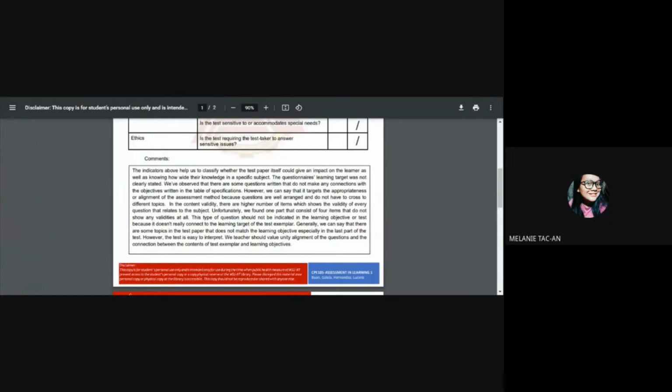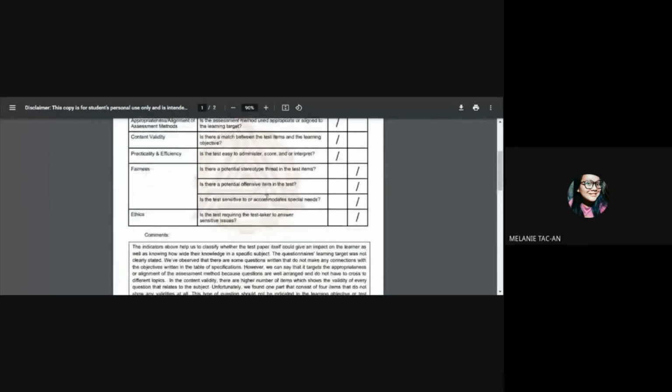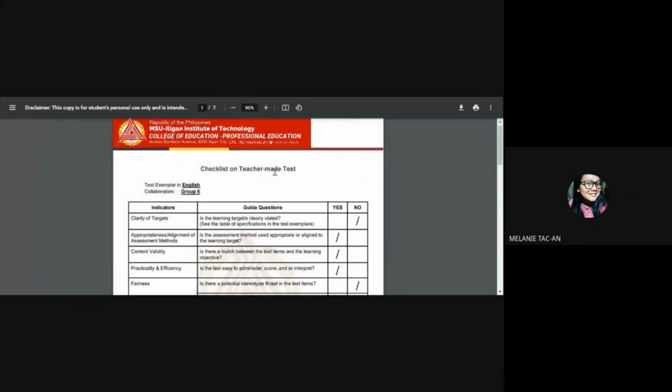However, the test is easy to interpret. We can say that it is easy to interpret because the type of exam given is more on multiple choice. Yeah, just like what Ma'am Giselle said. We teachers should value unity, alignment of the questions, and the connection between the contents of the test exemplar and learning objectives. And that ends our presentation.